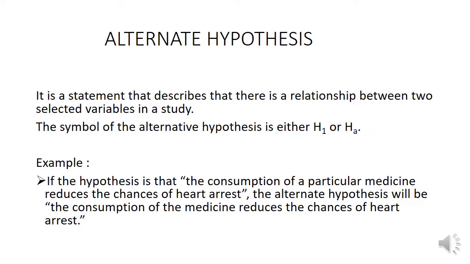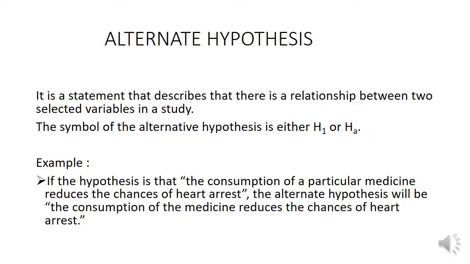Now coming to the second part, that is alternate. We have to derive both the null and alternate hypothesis for the research, and we have to test the null hypothesis. Always remember, alternate hypothesis is a statement that describes that there is a relationship between two selected variables in our study. Means whatever two variables that we have selected, there is a relationship between them. Symbol of the alternate hypothesis is either H1 or HA. So here it says the relationship between the two variables. Let's have a look at the same example. The previous example says the consumption of a particular medicine reduces the chances of heart arrest.